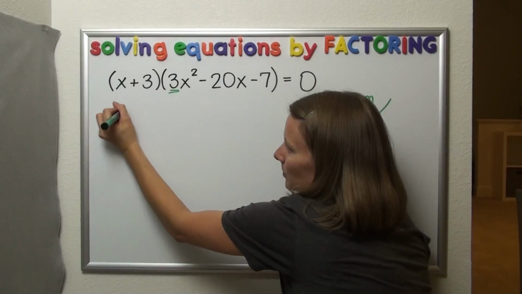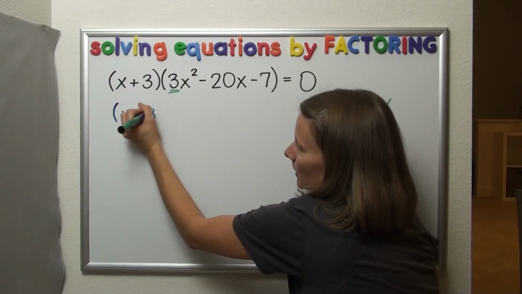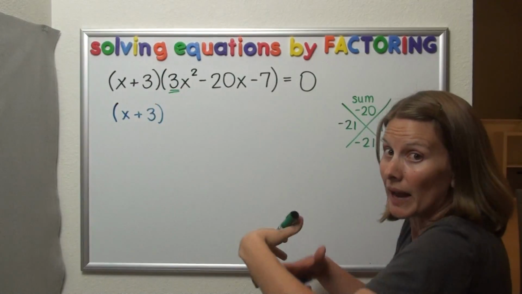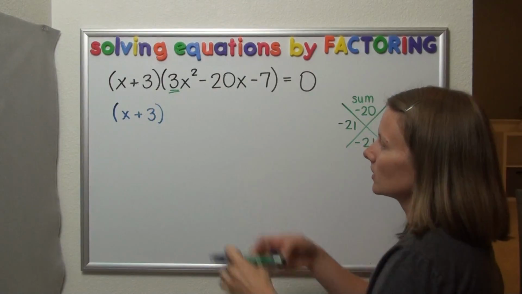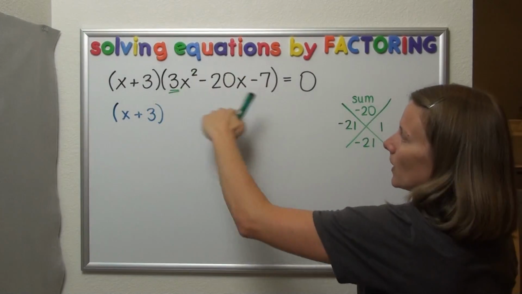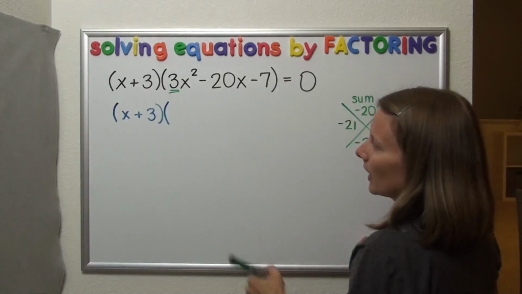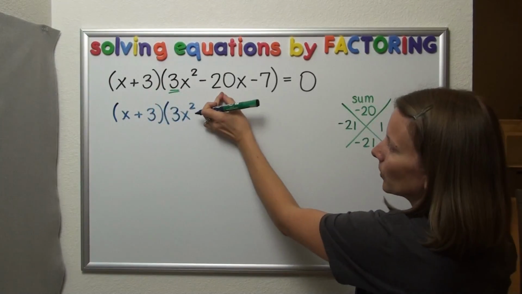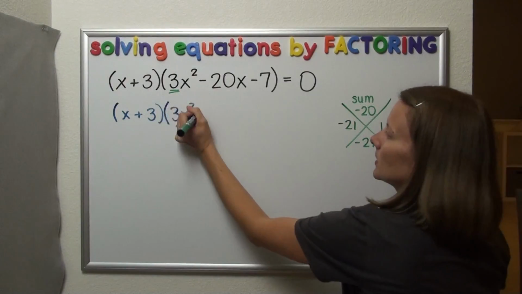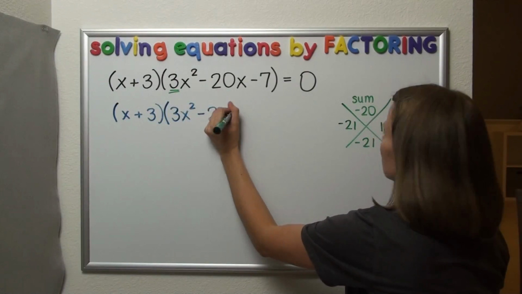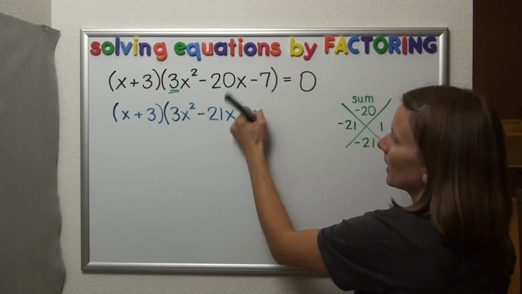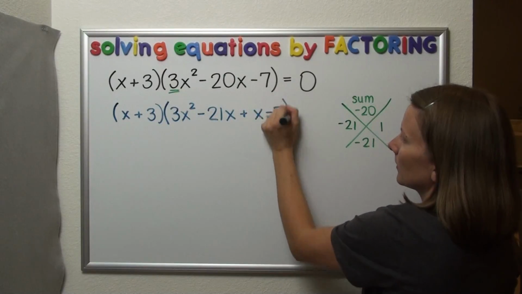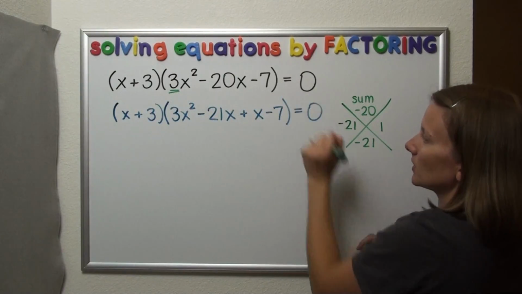We've got this x plus 3 out front. We said that that was a linear factor and we were going to leave it. Let's make sure we actually leave it there. Let's make sure it's still written out front. But this trinomial here, this is what we're going to work on now. I've got the 3x squared, but this negative 20x is going to split into two pieces. We've got negative 21x, we've got plus 1x, and then we've got our minus 7. It's still an equation set to 0.